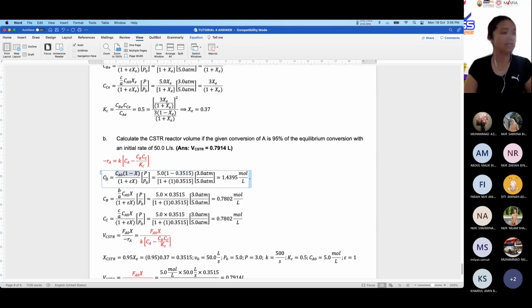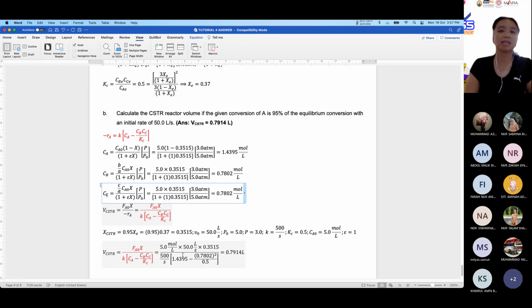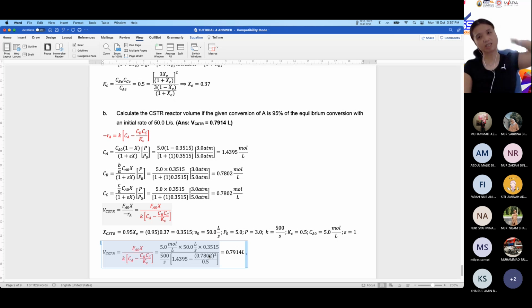So you calculate CA, CB, CC first. Again, for the CSTR case it is fine because the equation is linear; you can calculate first and substitute in. When you calculate, you replace CA, CB, and you will find CB and CC give the same concentration. Then you replace and you replace KC, and you will get the volume of the CSTR.